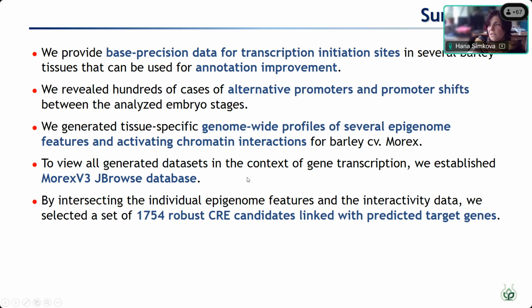We generated tissue-specific genome-wide profiles of several epigenome features and activating chromatin interactions for Morex. The data have been integrated in a GBROS database that we established, and we identified a set of 1,754 robust candidates for regulatory regions active in the embryonal stages. Maybe what I forgot to say, why the embryonal stages, is because, at least based on experience from animals, there are many more interactions of enhancers and promoters in these non-differentiated stages compared to the adult stages. So that's why we selected the embryonal stages for the identification of enhancers.